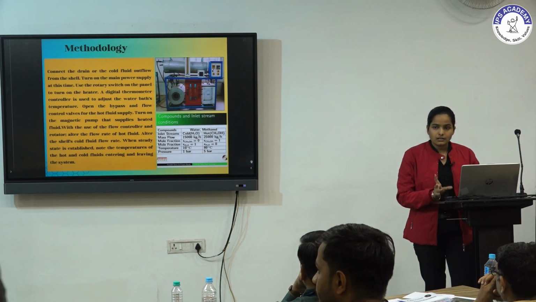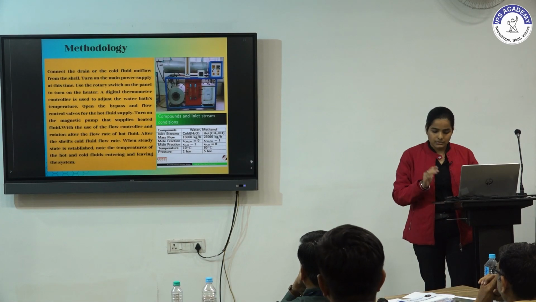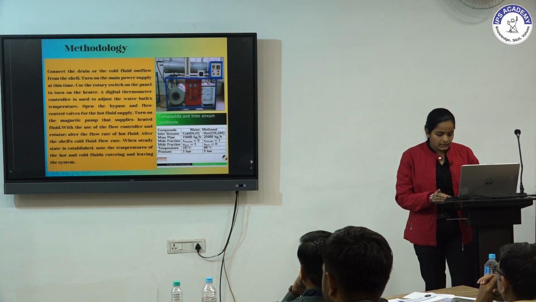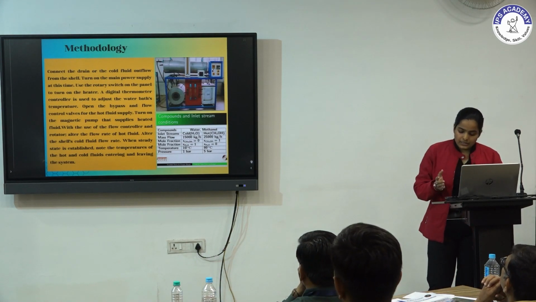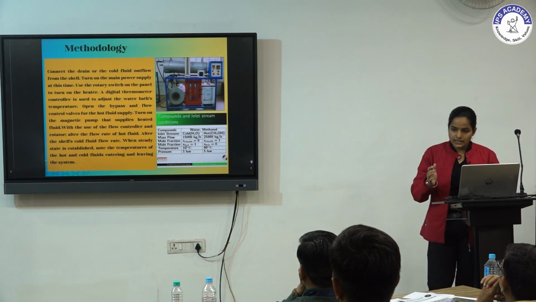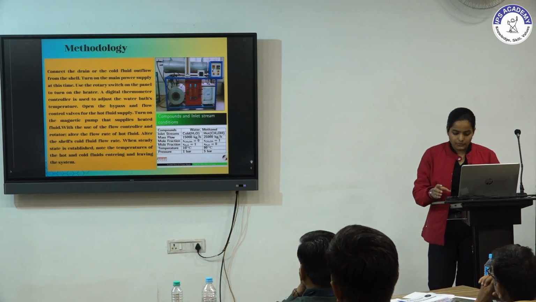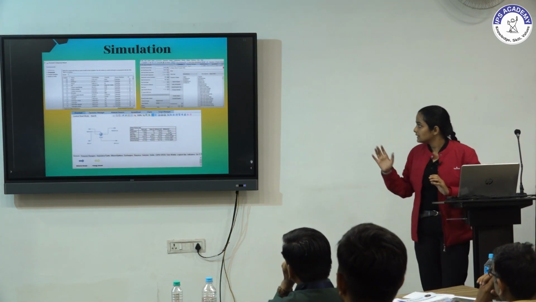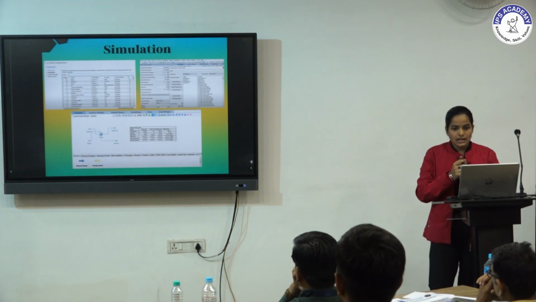Then there is a digital thermometer connected with it, from where we can adjust the temperature. Then the flow control valves and the bypass should be kept open for the hot fluid supply. And when we get a steady state, we should note all the inlet and outlet temperatures for our further process. So now let's proceed with the simulation, and I'll explain the simulation which I have worked on.